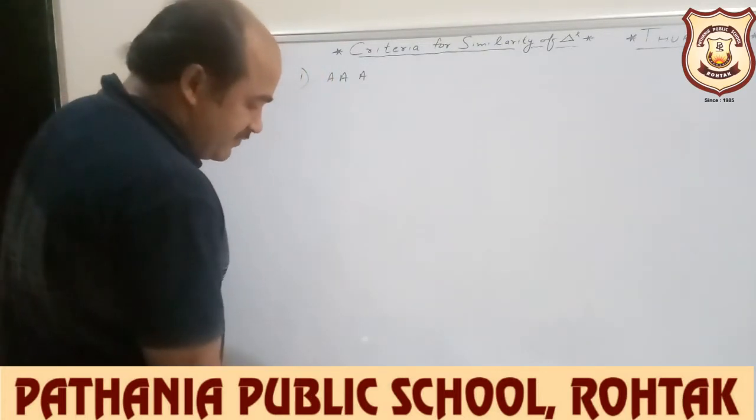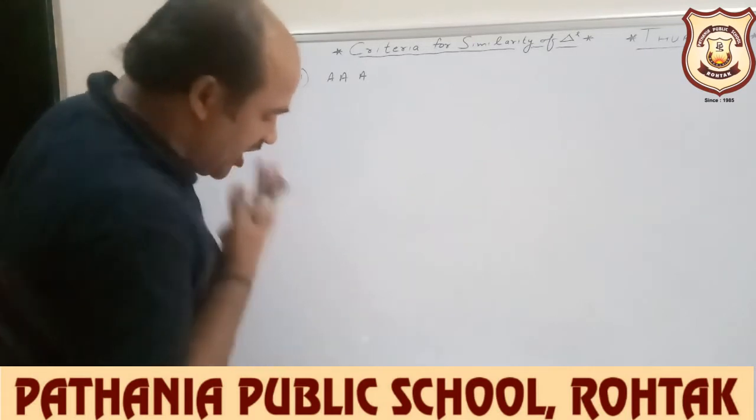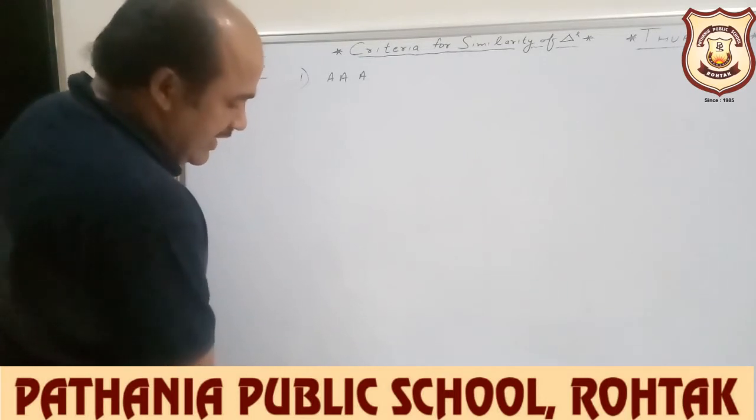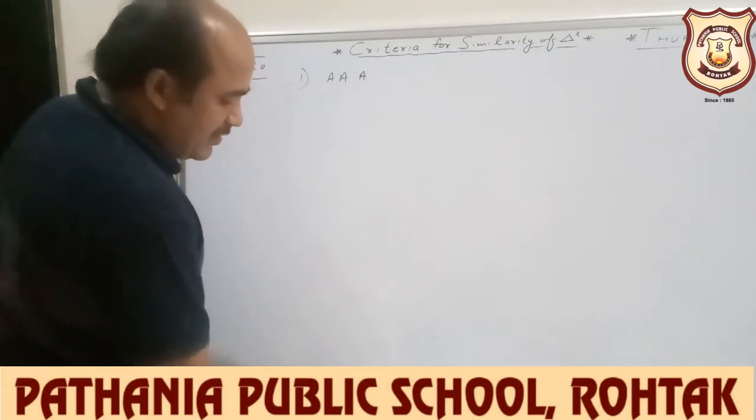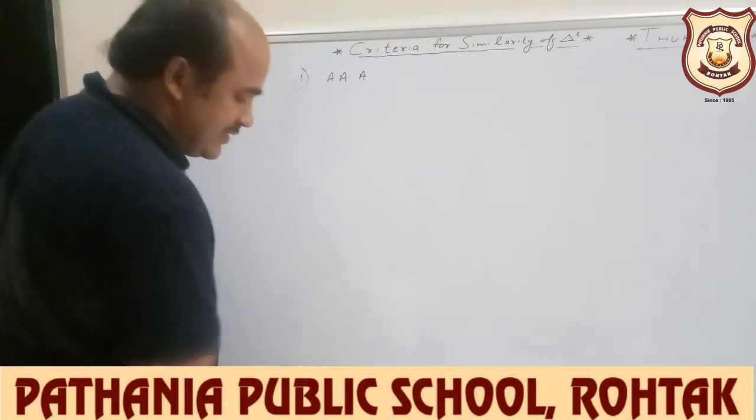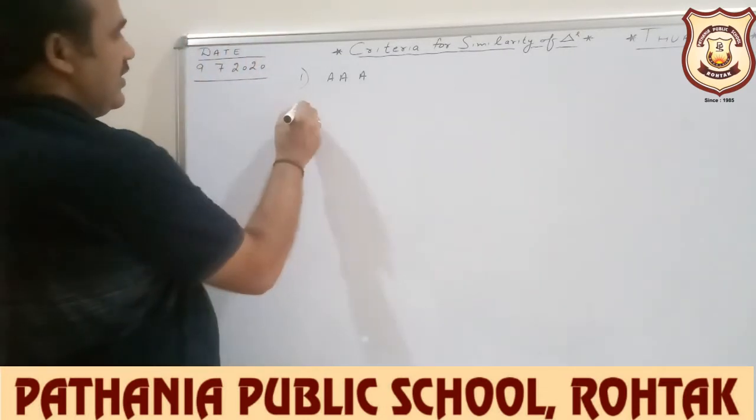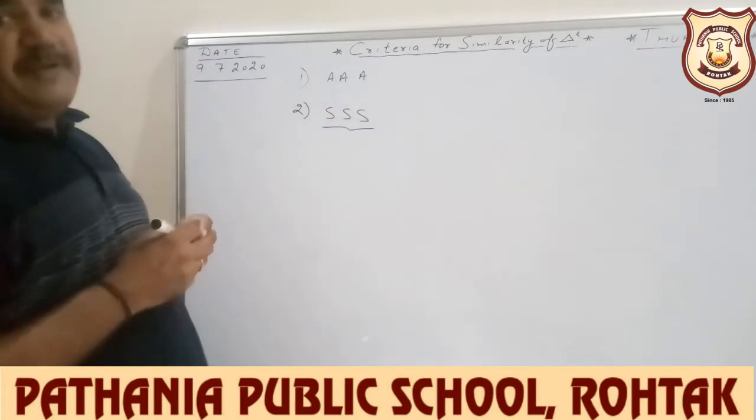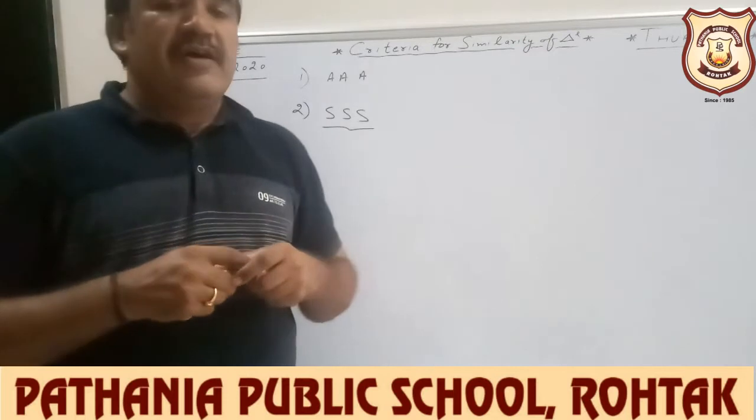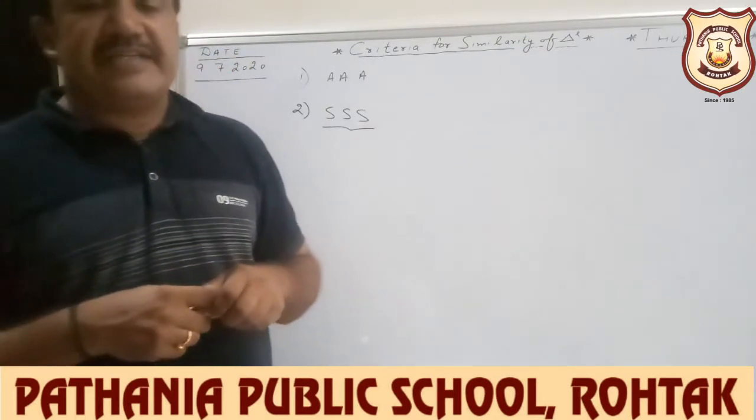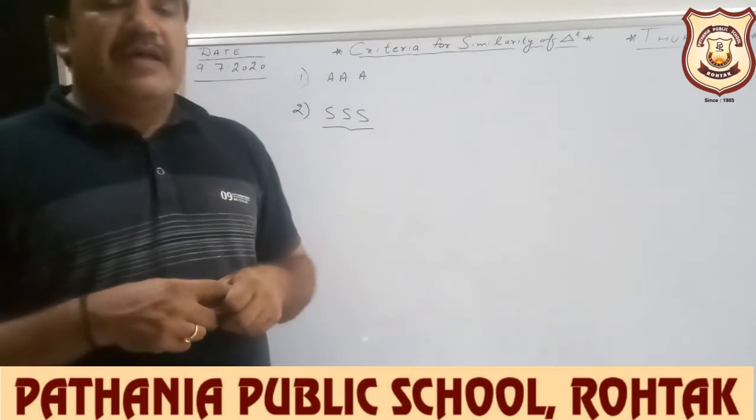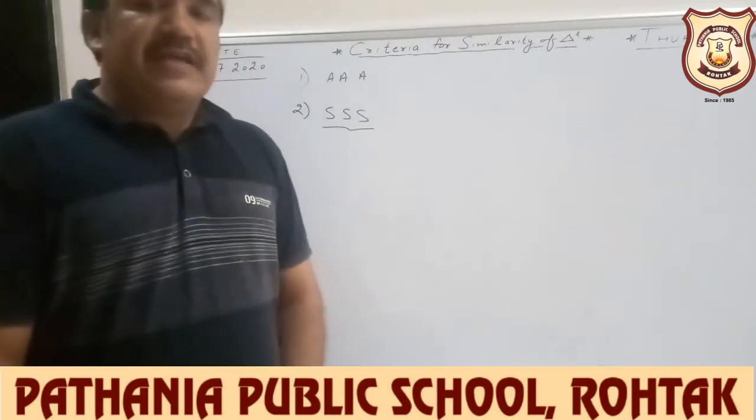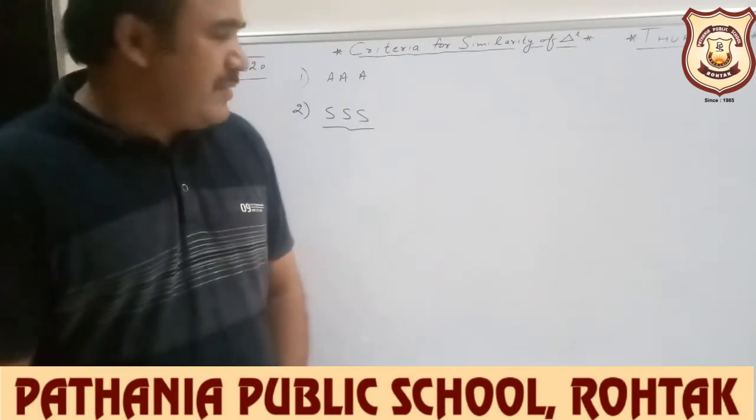Then after this, next topic is triple S. Triple S means if in two triangles all corresponding sides ratios are equal, then corresponding angles become equal, then both triangles become similar.